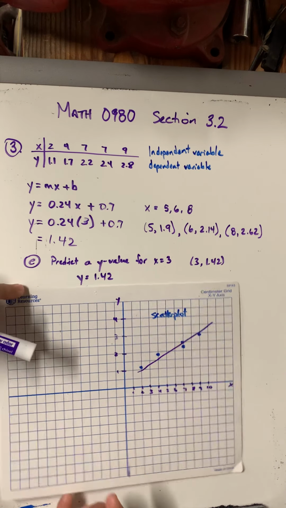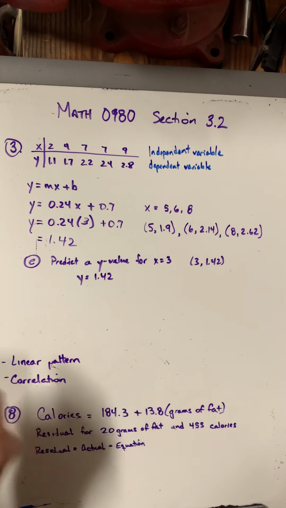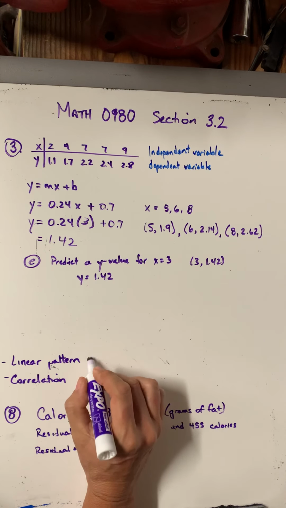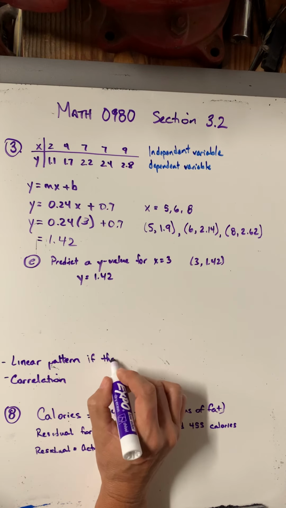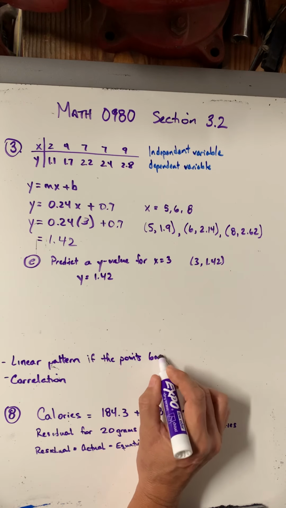Okay, so let's go over a couple of the vocabulary terms. So remember, a linear pattern. Something has a linear pattern if the points basically lie in a straight line.